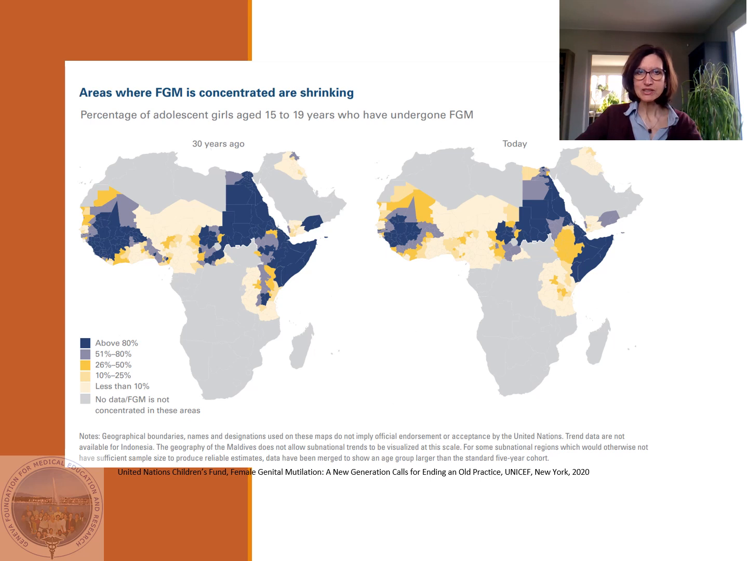In this slide, we can see decreasing prevalence rates over time. The areas that are in dark blue are the areas with the highest prevalence of FGM. So the image on the left is 30 years ago and on the right is today. You can see that those areas in dark blue are actually shrinking.